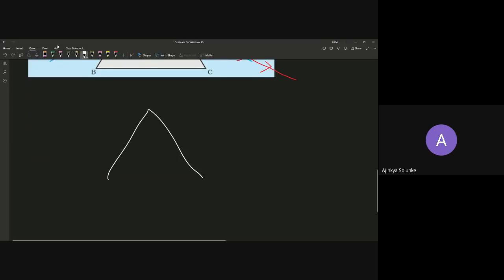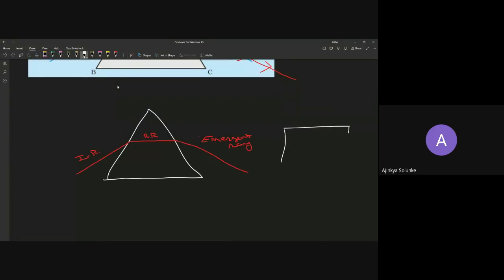Suppose we have a prism. This is our incident ray. This is our refracted ray. And the last ray which is coming out, we are going to call the emergent ray. Now the question is, we had seen the same kind of refraction in a glass slab also. This was the glass slab, and there was an incident ray, then refraction, then the emergent ray.